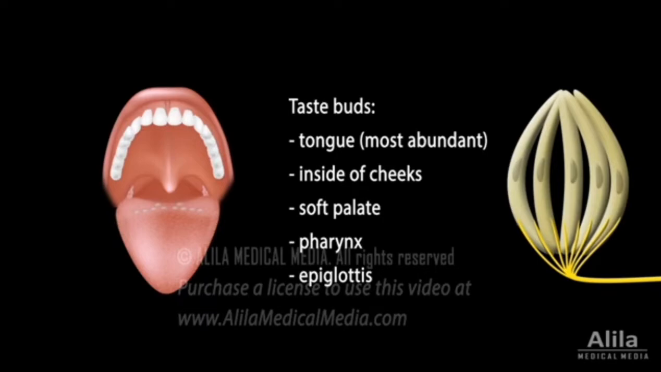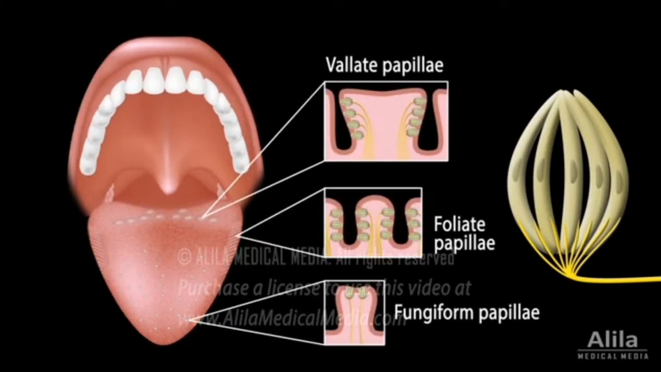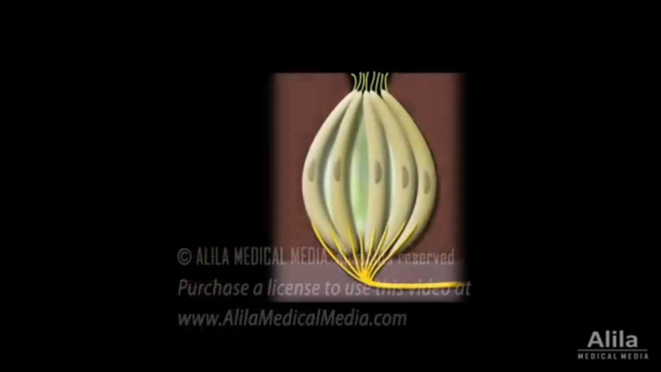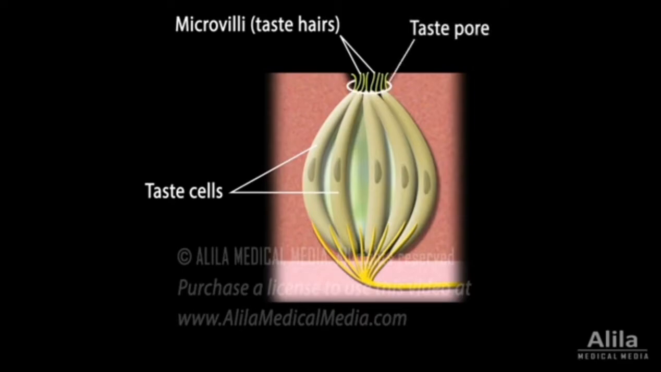On the tongue, taste buds are located on small visible bumps called papillae. There are different types of papillae on different parts of the tongue, but the taste buds that they contain are all similar in structure. Each taste bud is composed of about 50 taste cells with microvilli at the top projecting into a pit called the taste pore. This is where taste molecules bind to their receptors. Taste cells synapse with sensory nerve fibers at the base of taste buds.